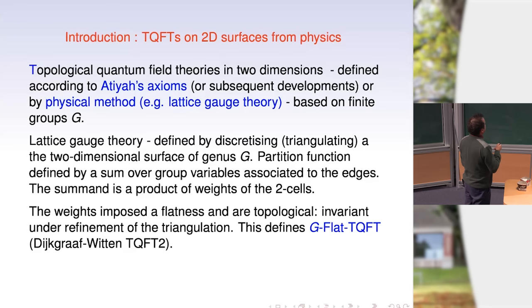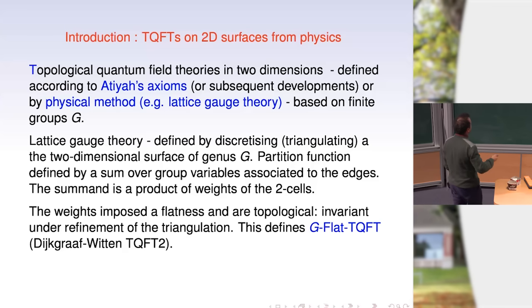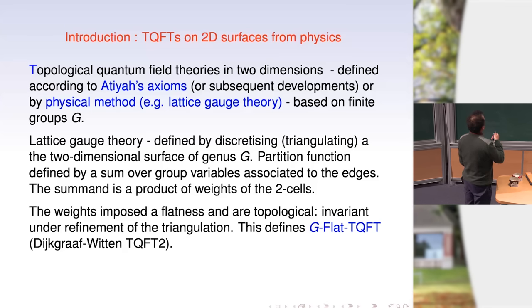And I will be looking at a class of topological quantum field theories which can be defined using Atiyah's axioms, associating interesting numbers to three-hole spheres, one-hole spheres, and such, and then associating numbers to these surfaces in a way that is compatible with certain axioms. That's one way to approach topological quantum field theories.